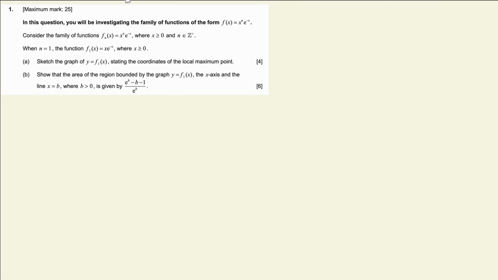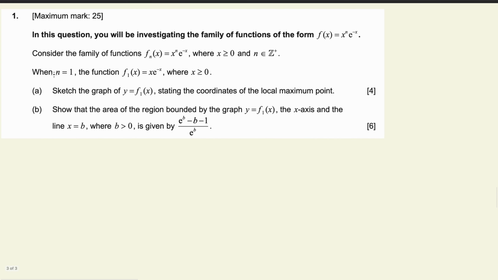This is question number 1 of Paper 3, May 2023. We're told in this question you will be investigating the family of functions of the form f_n(x) equals x^n times e to the power of negative x. When n equals 1, the function is f_1(x). Sketch the graph of y equals f_1(x).